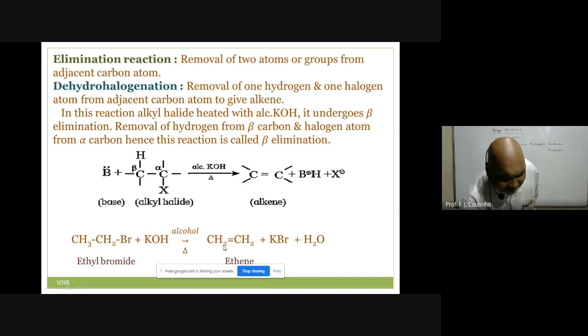This ethene is formed with CH2 left here, a single bond CH2. But it has to have a valency of 4 each, and the fourth valence is satisfied by the shared double bond between the two carbon atoms. And that's why we get an alkene, that is CH2 double bond CH2.